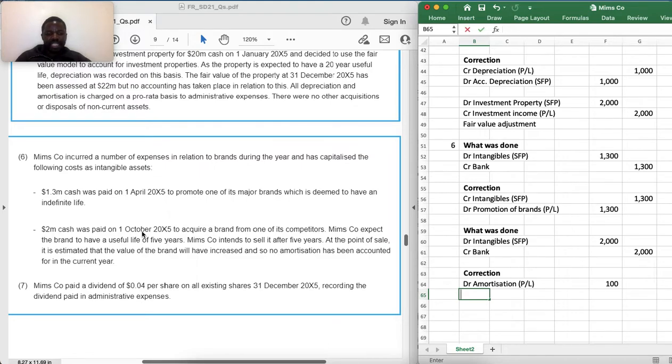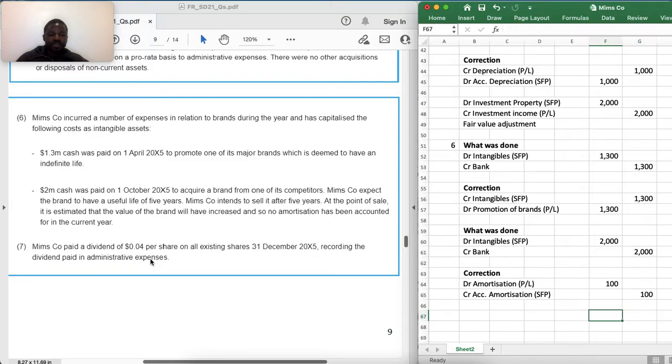Then we'll credit accumulated amortization in the statement of financial position of the same figure. Then we are done with note number 6. Now let's move on to note number 7. We'll write 7 here.